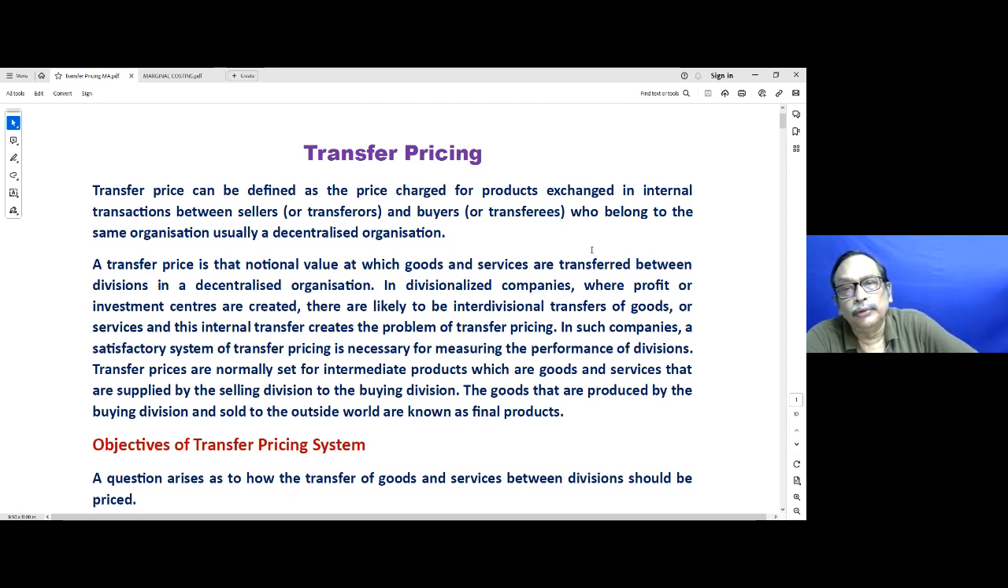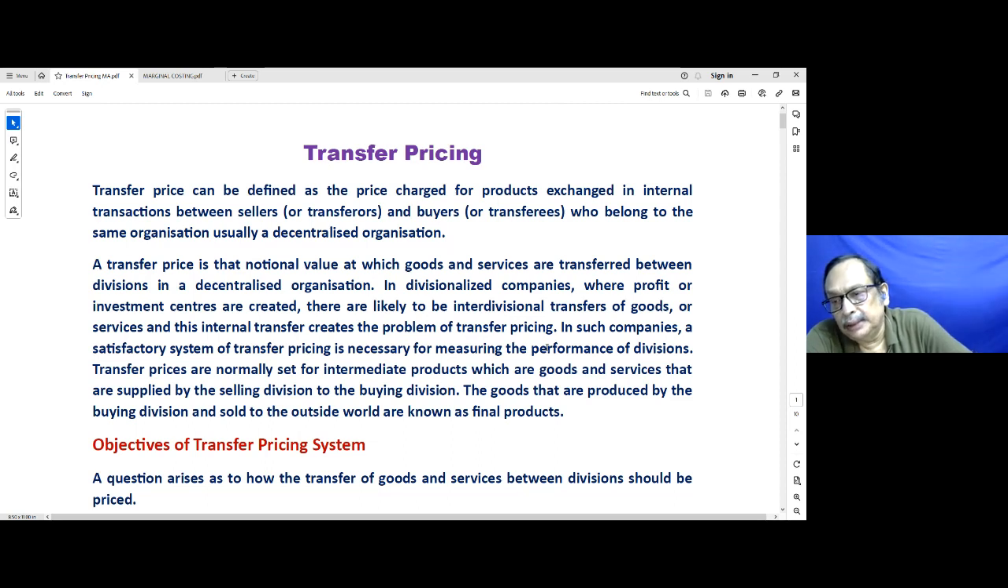Good morning to all of you students, and I welcome you for this session of Management Accounting. The topic is transfer pricing. Now you see, there are two words which are actually being considered. One is transfer, another one is pricing.